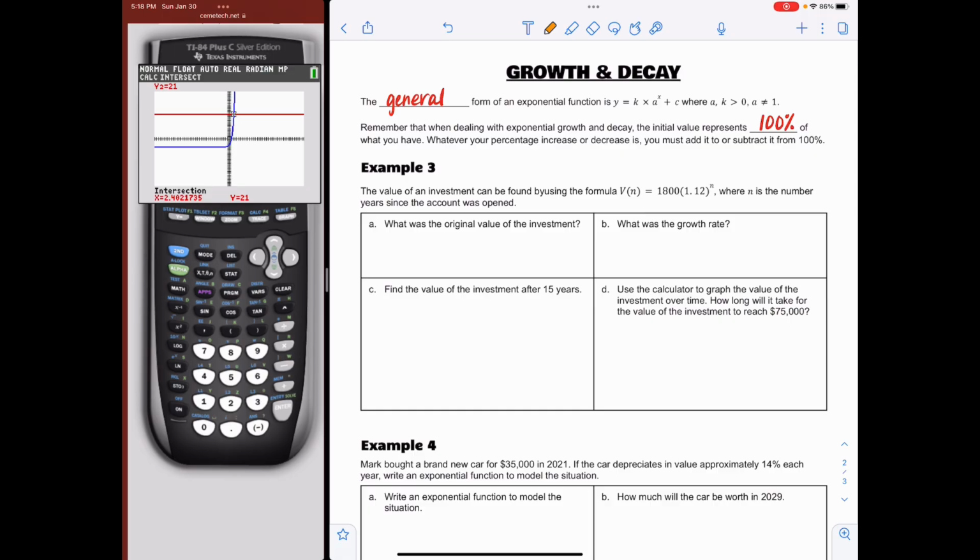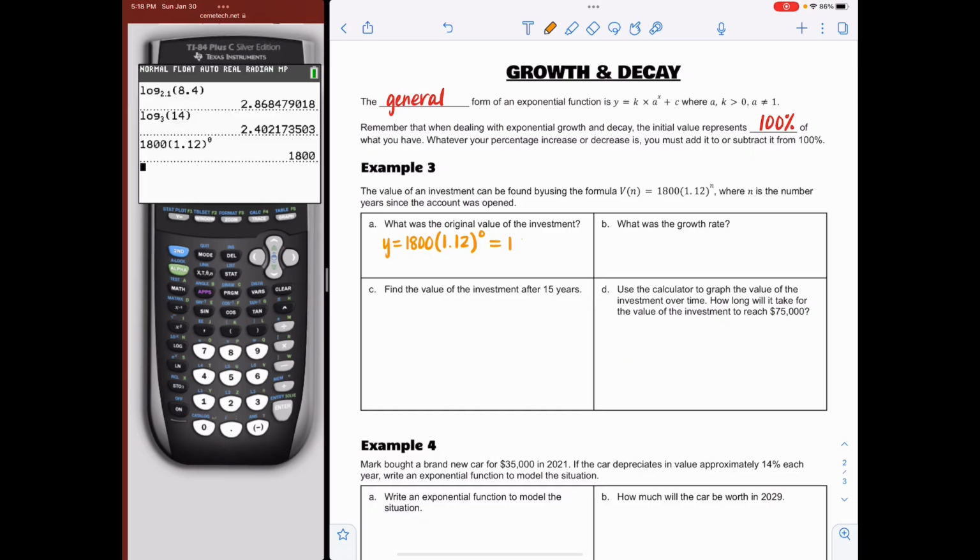So if we plug in 0 into that equation, we're going to have y is equal to 1,800 times 1.12 to the power of 0. And when we put that in the calculator, we end up getting 1,800. So whenever I say what is the original value, that's basically saying what is the y-intercept. Okay, what is the y-intercept? That is all that it's saying. And remember, we are talking about money, so we have dollars.